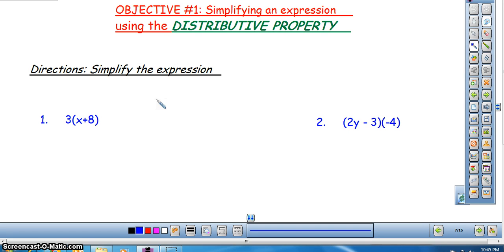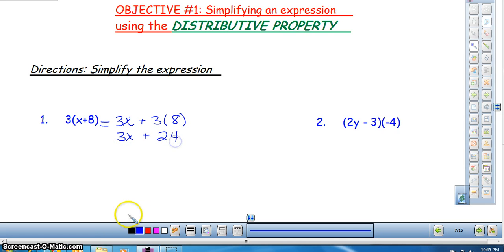As we simplify our expressions, that means add your like terms and get rid of parentheses. So as we look at this first problem, 3 times the quantity x plus 8, we would have 3 times x, or 3x, plus 3 times 8. 3 times 8 is going to give us 24, so 3x plus 24.